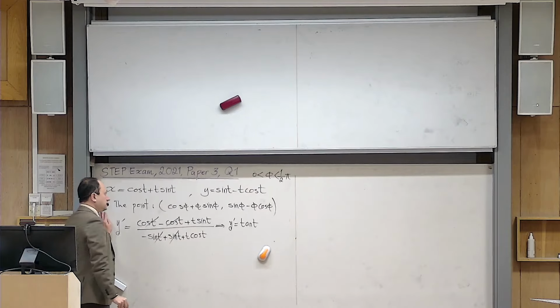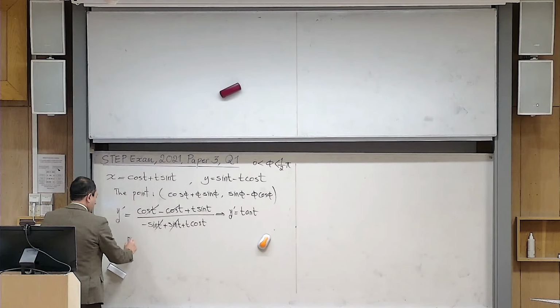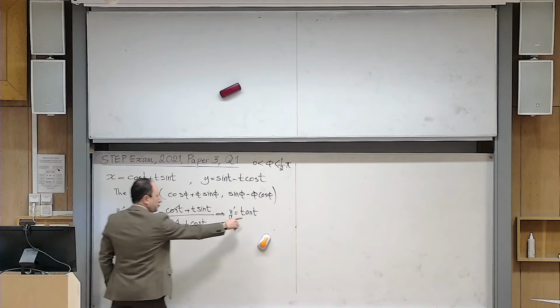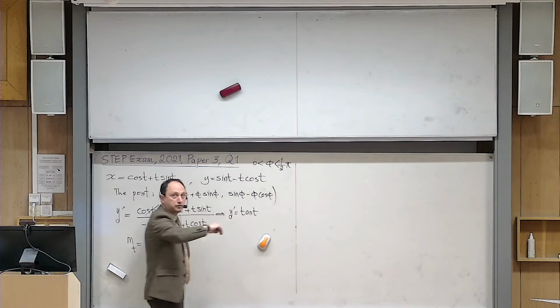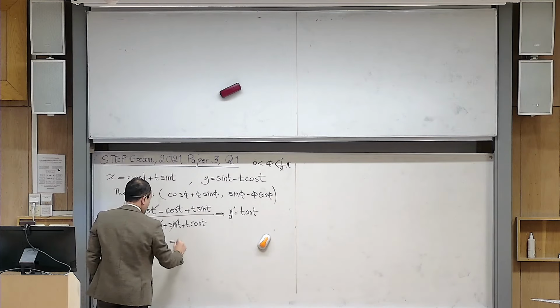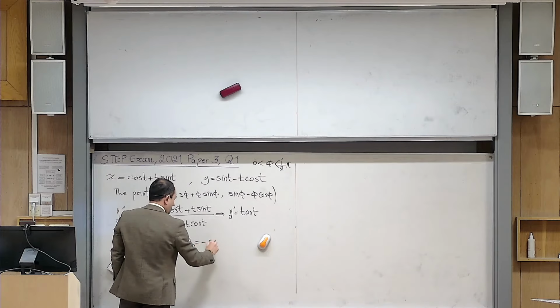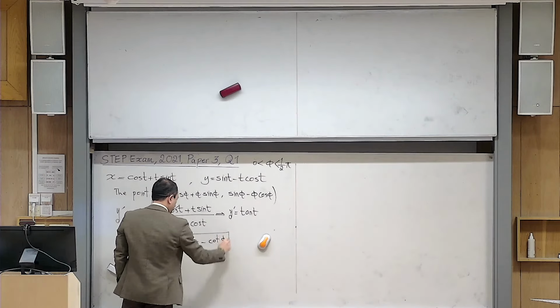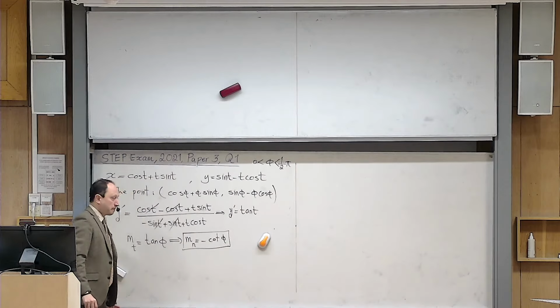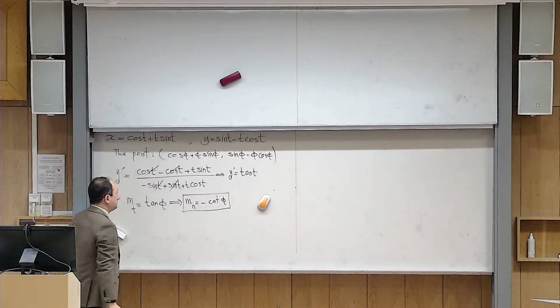But now I want to find the slope of the normal line. First, I find the slope of the tangent line. So slope of the tangent line for this particular case is the same thing, but I have to replace t with the corresponding value for my parameter, which is phi. So this becomes tangent of phi. Then it means that the slope of the normal line is the negative of the reciprocal, which in this case becomes minus cotangent phi. Yes?